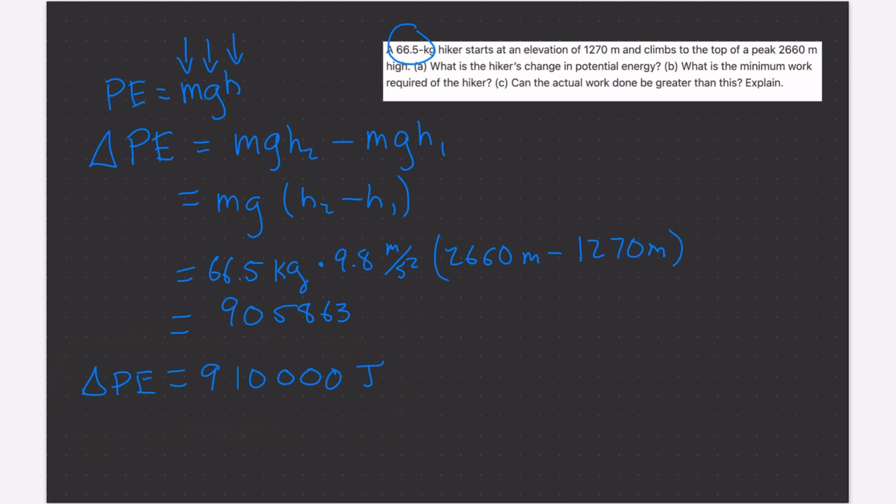And then for part C, it says, can the actual work that was done be greater than this? Okay, well, the big fat yes on there, because in reality, we never really get the full minimum work done because there's all kinds of dissipative forces in nature, like air resistance, or maybe they just didn't go in a straight line, right? Okay, so the minimum work required is, of course, the change in potential energy, but in reality, you waste a lot of energy and you waste a lot of work on just overcoming different dissipative forces.